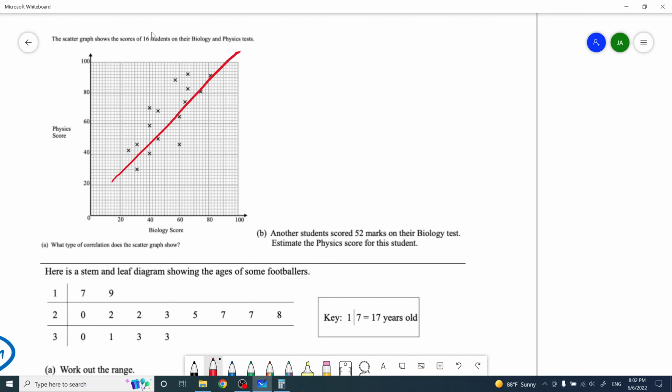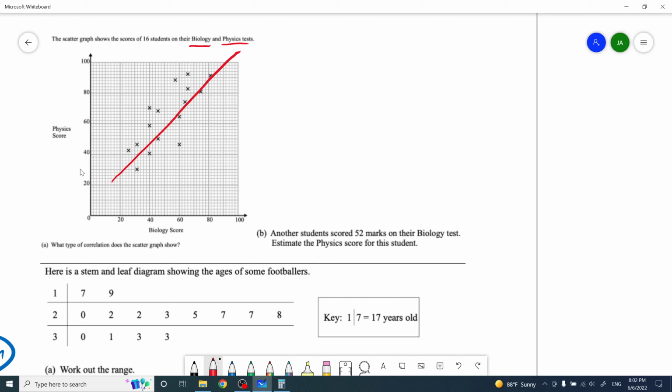All right, so this shows scores of 16 students on their biology and physics tests. And so we're trying to see if there's a relationship between how well these students do in biology versus how well they do in physics. And as you can see, if they do poorly in biology, they also do poorly in physics, right? This student looks like a 32 on biology and a 30 in physics.